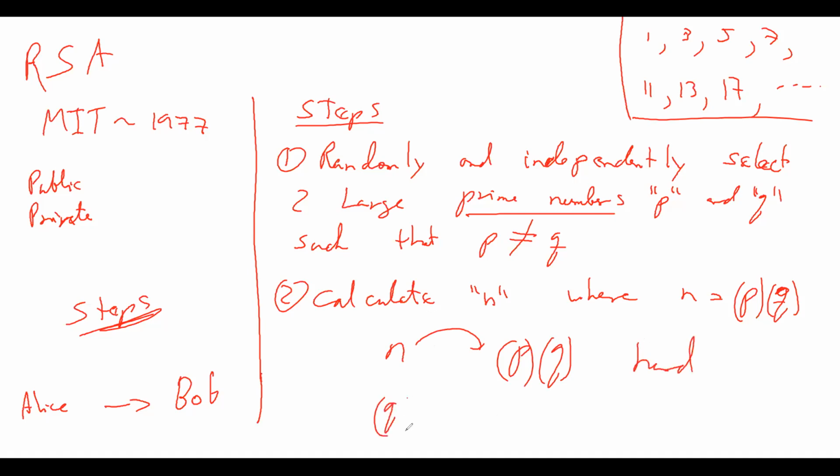But this is easy. Okay? So that's an important one there. An important assumption is that it should be easy to compute N from P and Q. It should be really hard, or rather impossible, to figure out P and Q given N. Okay? So that's step 2.